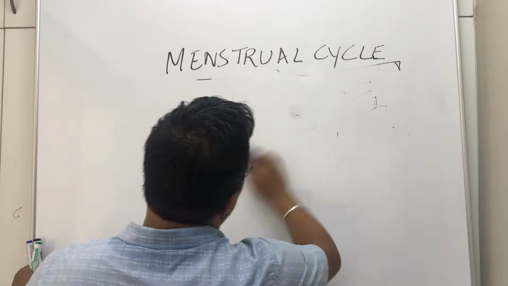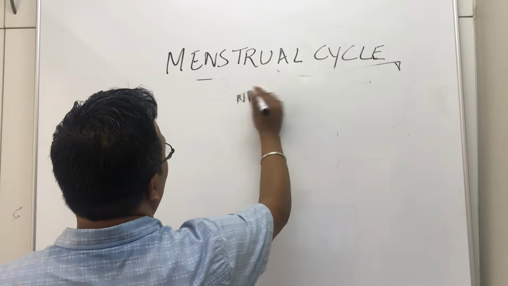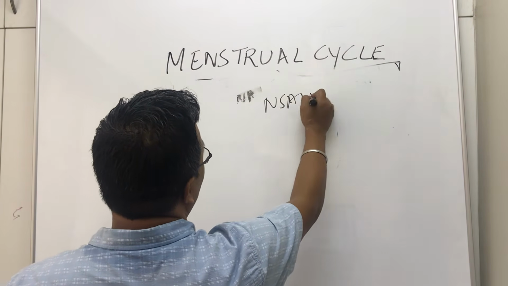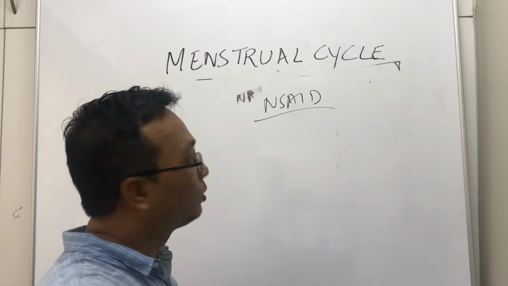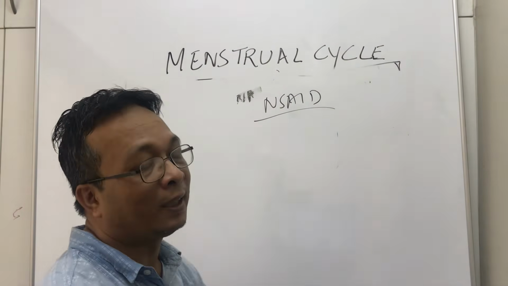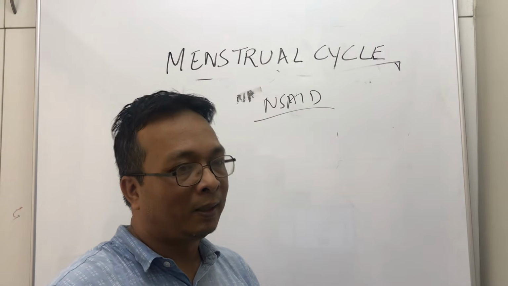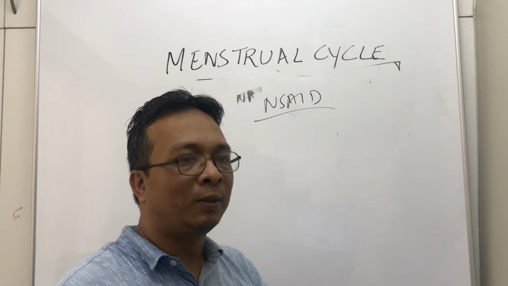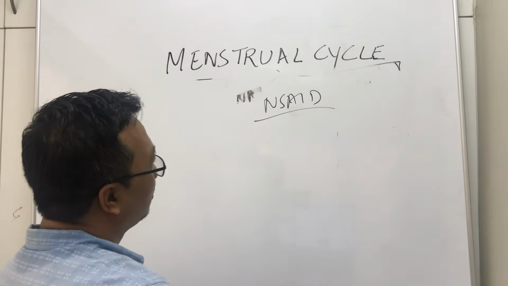So treatment is obviously we give painkillers, NSAIDs. In primary cases we give NSAIDs. These are painkillers like Brufen, naproxen. And in secondary cases, you have to do an ultrasound scan, find out the fibroma or any malignancy, then you have to remove it. That's the treatment. So treatment is mostly NSAIDs.